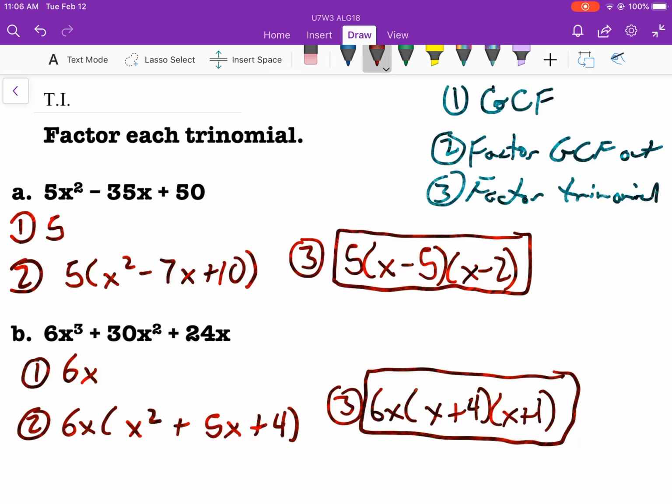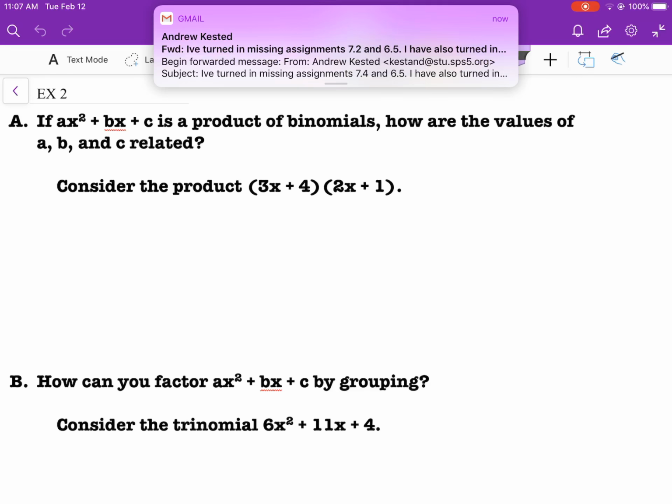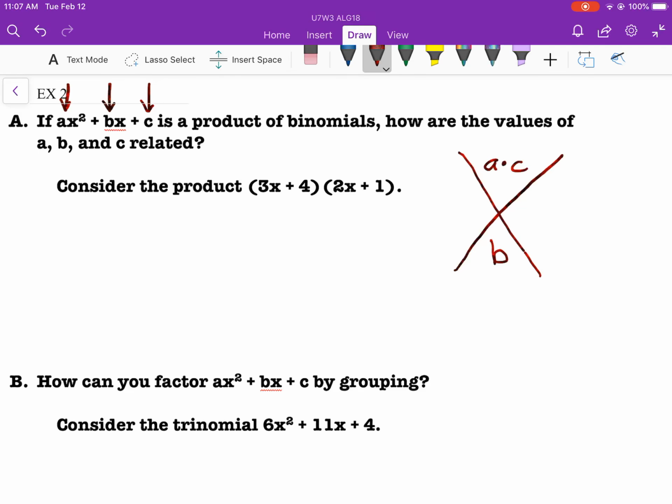If ax squared plus bx plus c is the product of binomials, how are the values of a, b, and c related? So what it's trying to get you to see is that when we have this x that we use to factor, this is going to be a times c, and this is going to be b, taken from these values.